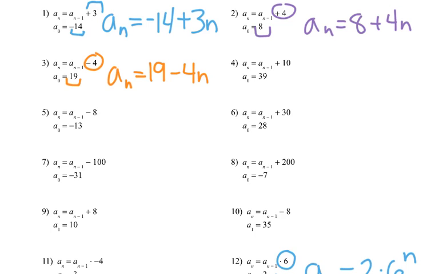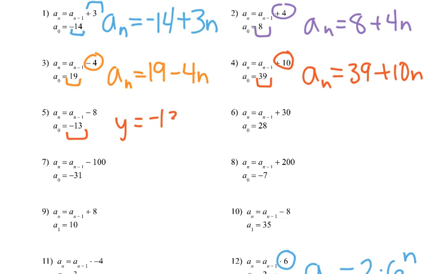Number 4, a sub n equals a sub n minus 1 plus 10. There's my growth. A sub 0 equals 39. So a sub n equals 39 plus 10 times n. Now, if I really wanted to on 5, I could say y equals instead. My start is negative 13, so I put a negative 13. My growth is minus 8, so I'm going to put an x there.